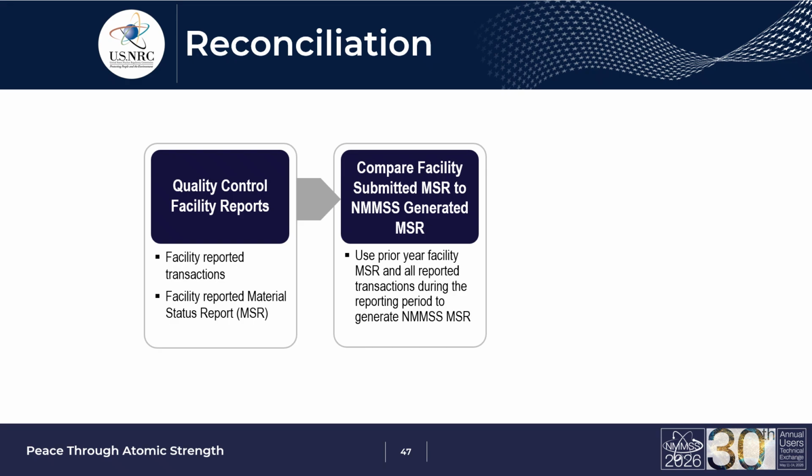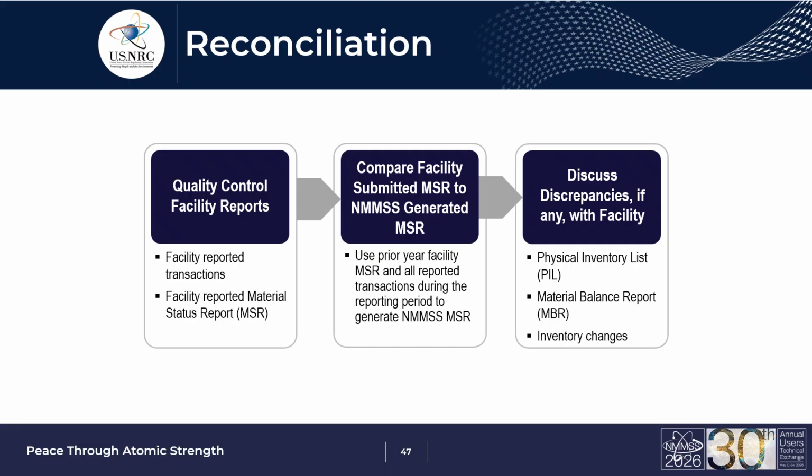If all of this matches, the facility is reconciled with NMMS for the given reconciliation period. Usually, there are discrepancies that need to be resolved, setting a starting point for comparison of all the transactions for the year for this material balance period when compared to the information reported on the 742 Material Balance Report and the 742C Physical Inventory Listing. Additional facility reporting may be required to resolve these discrepancies.